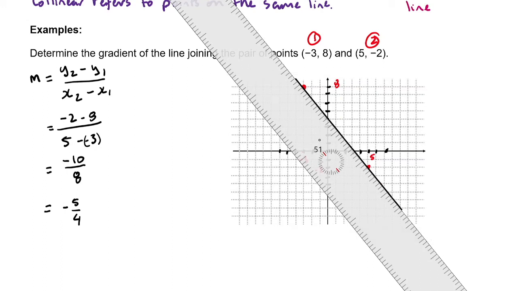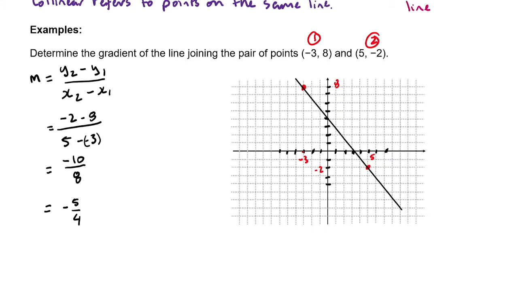Remembering to go through the line. So there's my line. And you can see here, if I was to come down this way, that my rise is 10 and my run is 8, and it's a negative gradient. Okay, that's a negative gradient, so it's going to be the negative like we said before.